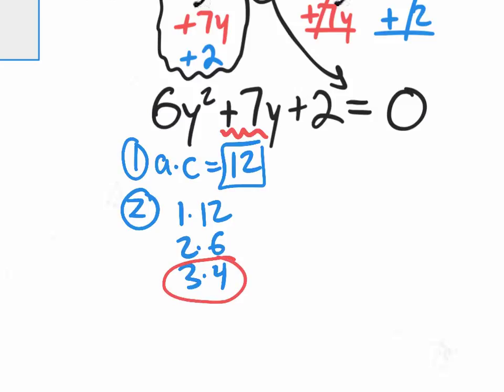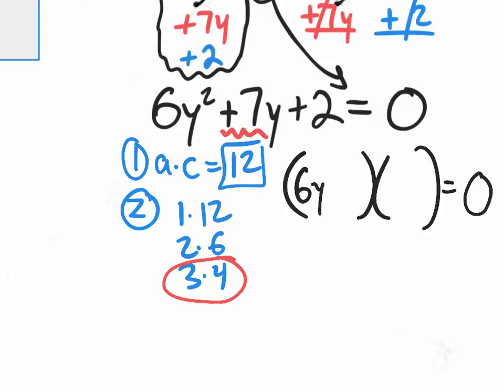Step 3 is to write it in our answer format. And the answer format will have a 6y right here and a 6y right there. Of course, we just didn't write the 2, we just wrote 6y. And we are going to reduce them later. And then we take the 3 and put the 3 right there, and take the 4 and put it right here.